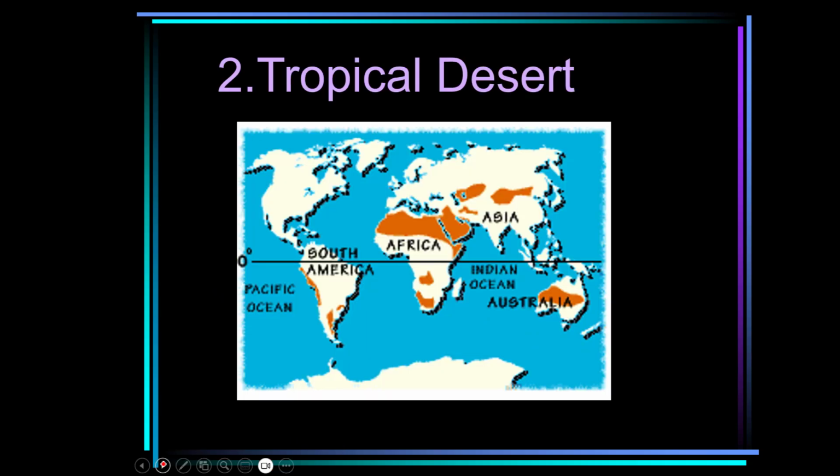The next one is the tropical desert. The tropical desert is 20 to 30 degrees north and 20 to 30 degrees south.